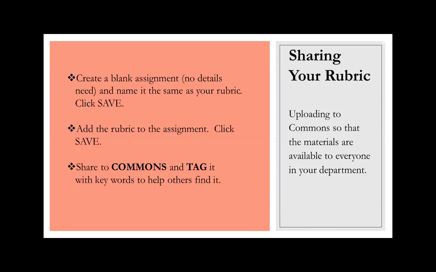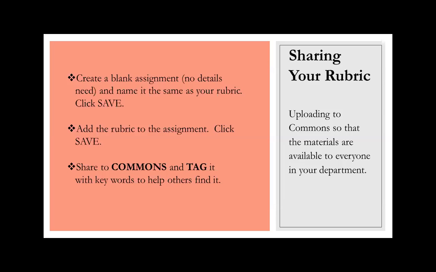So what you want to do is create a blank assignment. You don't need to put any details into it. Label it like you had a journal assignment, so label it like journal and then in parentheses blank, so you know what that is. And then name it the same as you name your rubric. So if you named your rubric something other than journal, name it the same as your rubric so it aligns with the rubric. Click save.